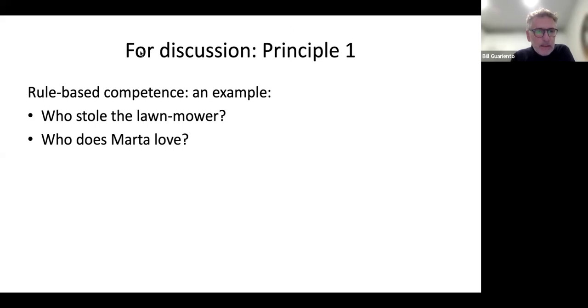But the question is, look at these two questions. Who stole the lawnmower? Who does Marta love? The first one is a question. The second one is a question. But there's an interesting grammatical difference in the question. Can anybody see a grammatical difference in the question?